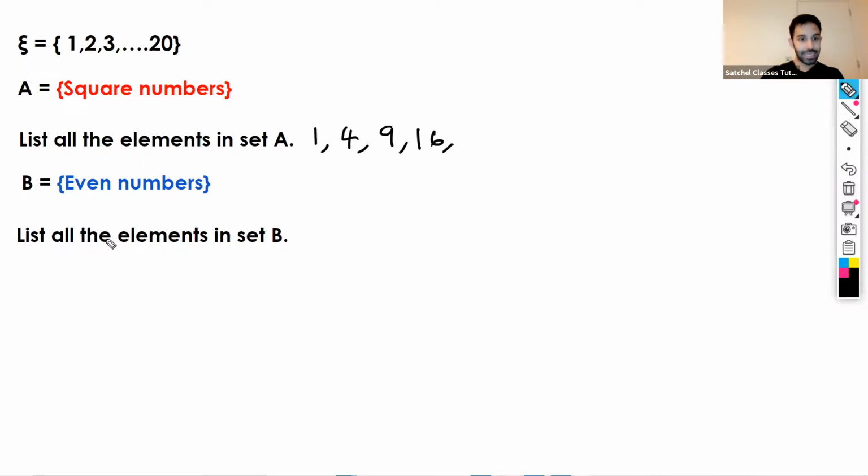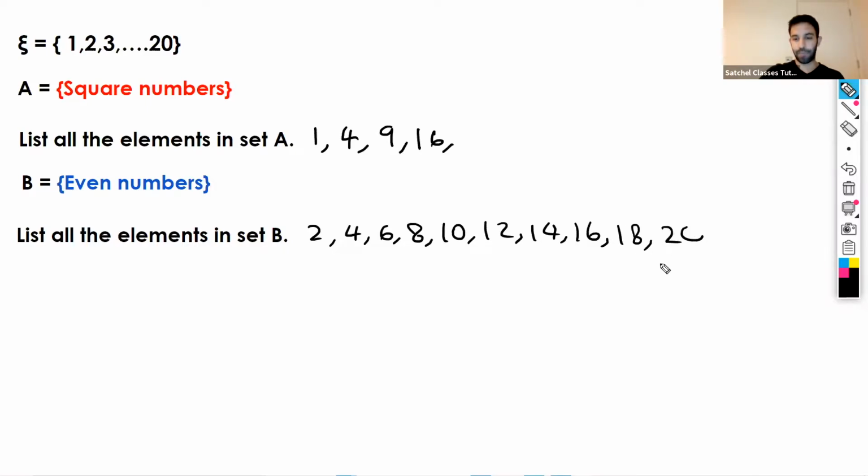And then it says list the elements in set B. So the elements in set B are going to be all the even numbers between 1 and 20. So that's going to be 2, 4, 6, 8, 10, 12, 14, 16, 18, and 20 itself.